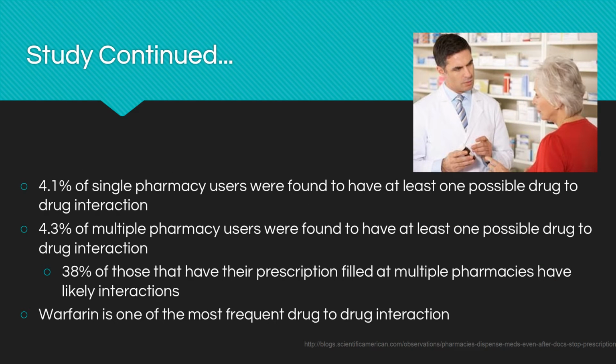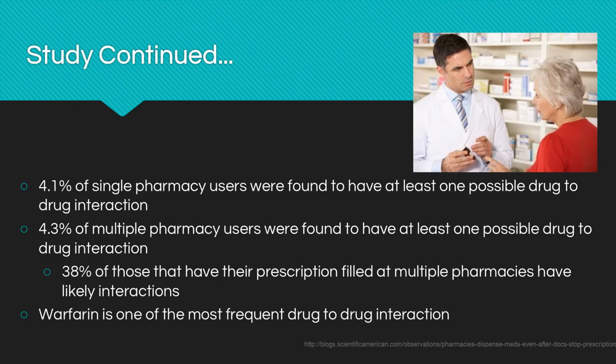This study was also unable to find out information about specific interactions that were occurring within each participant. They were able to find out that 4.1% of participants that are using multiple medications could have a drug-to-drug interaction, and those who filled their multiple prescriptions using multiple pharmacies were more likely to have a possible drug-to-drug interaction by 4.3%.